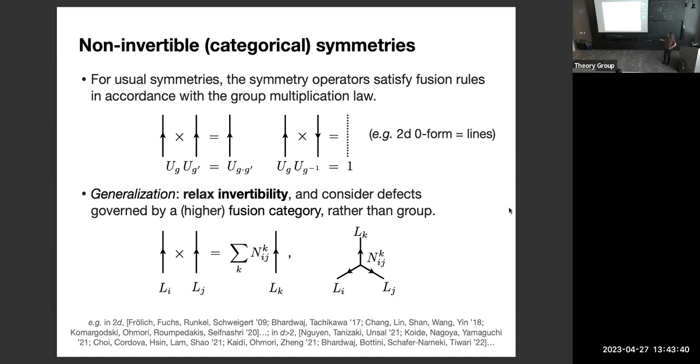And when I do so, the operator I get out is labeled by the composite of the two group elements that I brought in, according to the group multiplication law. And similarly, if I fuse an operator with its inverse, I get the identity. So I can phrase this group multiplication law in terms of this fusion language.